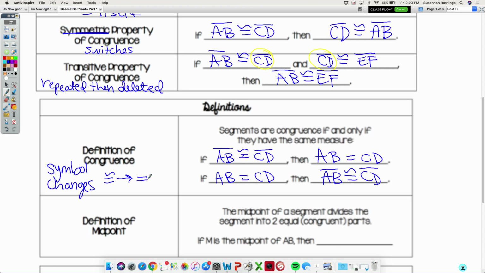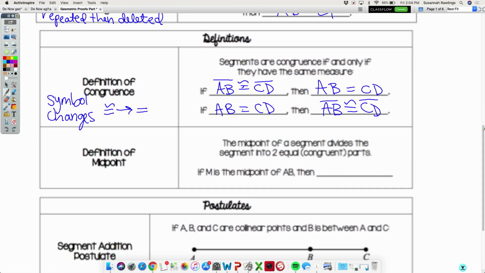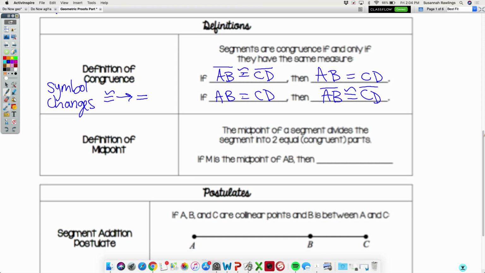Okay, definition of a midpoint. We should recognize that word, midpoint, right? Hopefully that's not a new word for us. Where do I find a midpoint? In the middle, right? So this says if M is the midpoint of AB, I would like you right underneath that little definition of midpoint to draw what that says. It says M is the midpoint of AB. So think about where I would label my point.